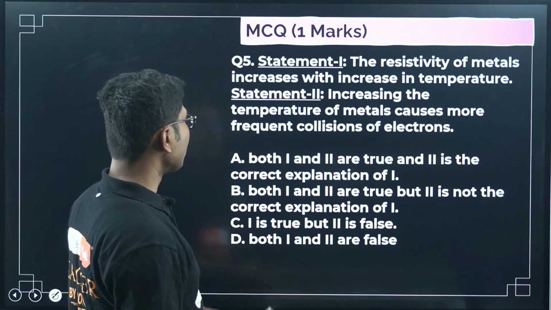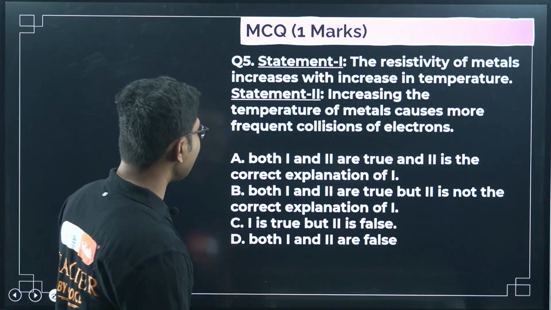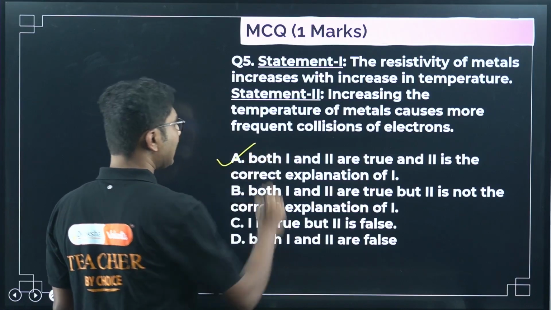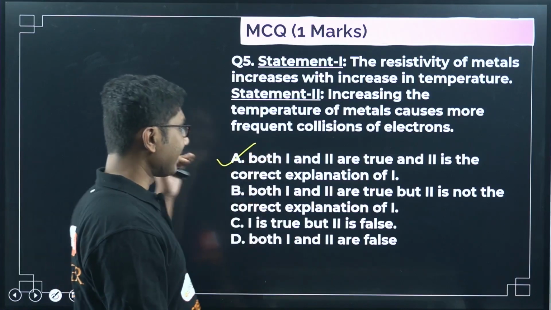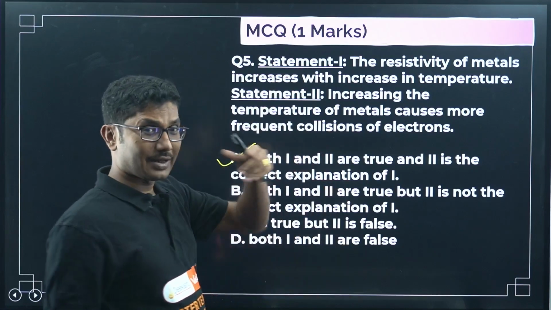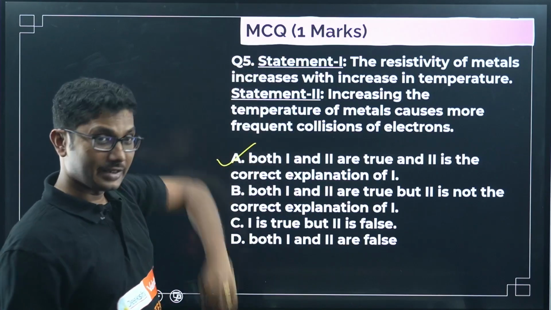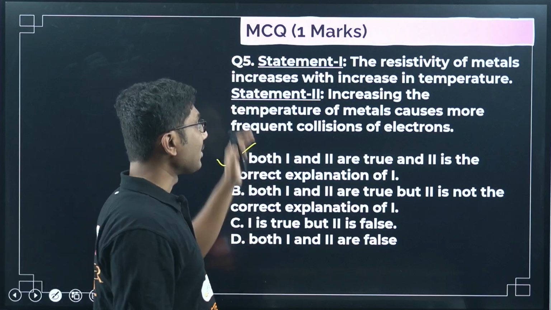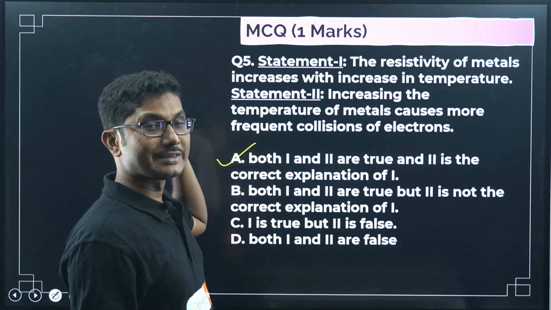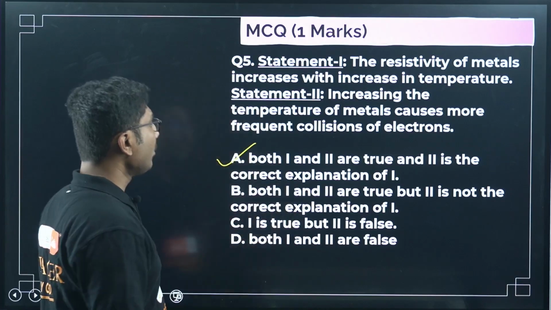Okay, so both 1 and 2 are true, and 2 is the correct explanation of 1. Yes, this is the correct explanation, this is the correct reason. Okay, assertion, reason, whatever they can give you. Assertion is correct, reason is also correct, both are correct. Statement 1 is correct, statement 2 is also correct, and it is the correct explanation, right? So this is the answer.